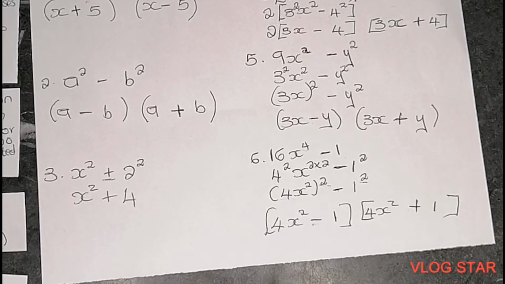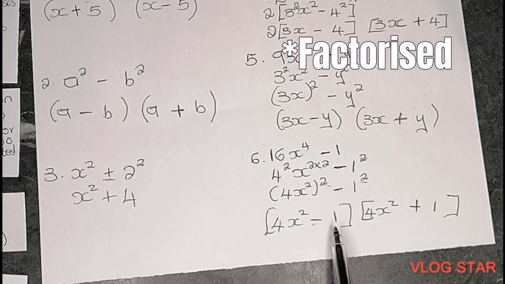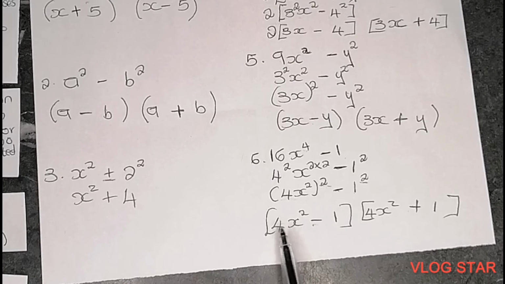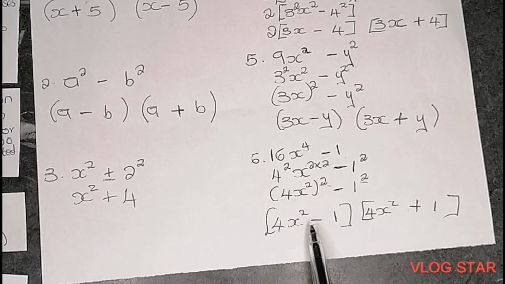And then before you can say that this is your final answer, you have to check the brackets if they can be simplified further. So when looking at the first bracket, you can see that this can be simplified further by using difference of two squares. Why? Because 4 can be written in a form of squared, and x is already written in a form of squared, and 1 can be written in a form of squared, and we have a negative sign.